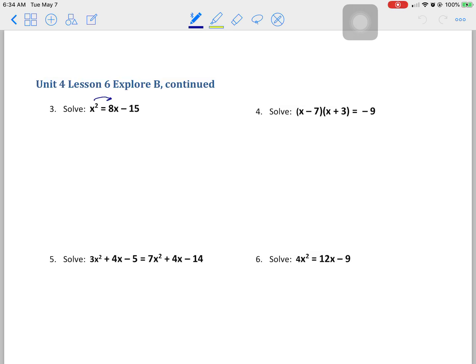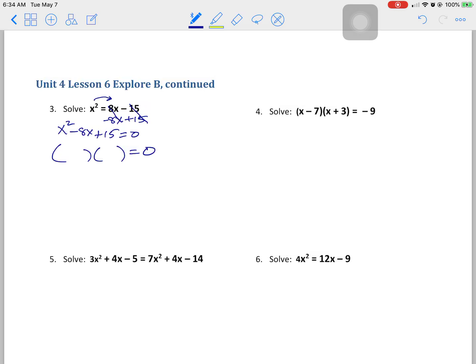So we cannot move this one this way, so we need to move them all this way. So x squared, how do we move the 8x over? We subtract 8x from both sides. We add 15x. That'll make them 0 on that side. So that gets them all together. Once you're here, you're ready to factor.